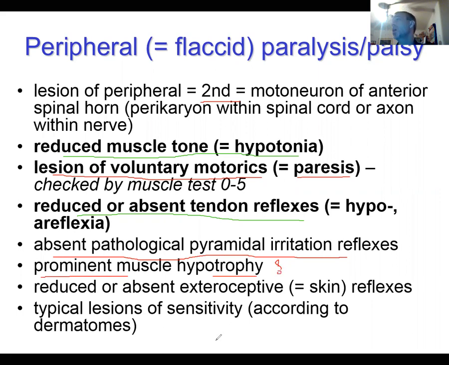As we cut usually the nerve, and the peripheral nerves are usually mixed, radial nerve, even the femoral nerve in this case contains sensory innervation for the anterior aspect of the thigh and the medial aspect of the leg by saphenous nerve. So there are also typical lesions of sensitivity.